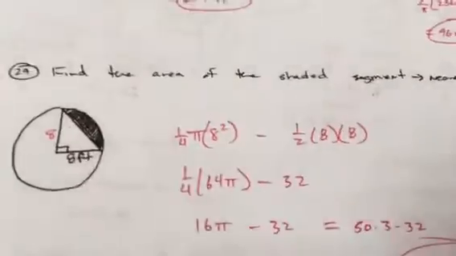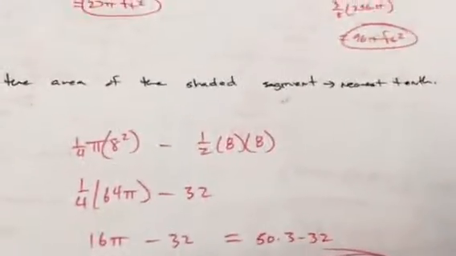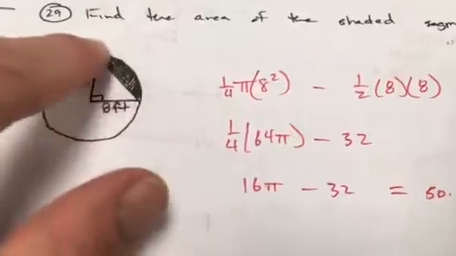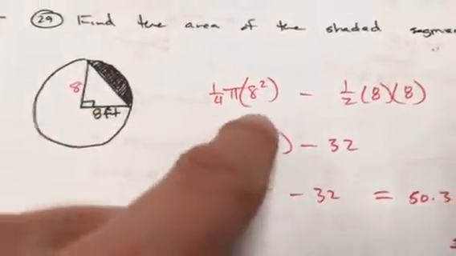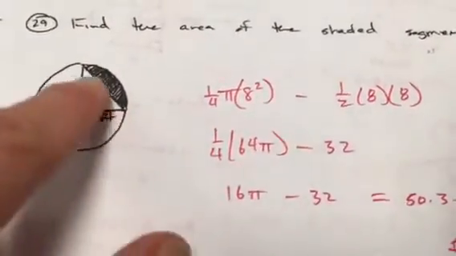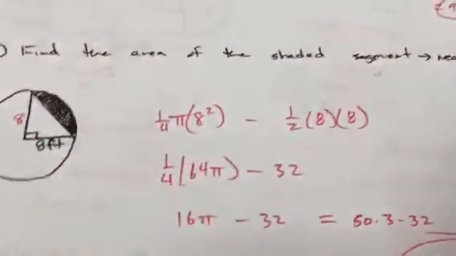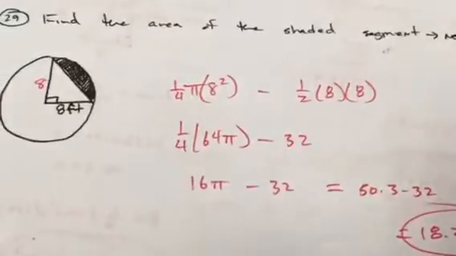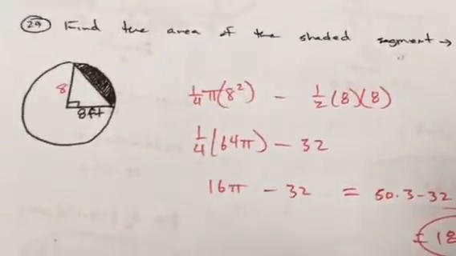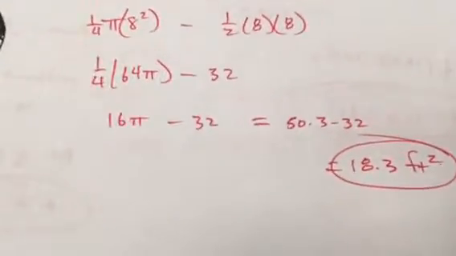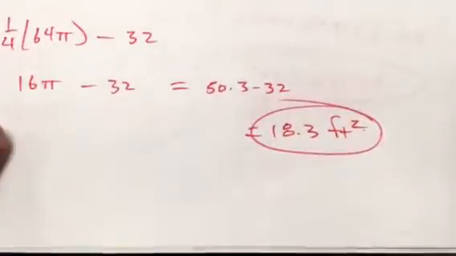Guys, on 29, find the area of the shaded segments, round it to the nearest tenth. You're really looking at this whole sector of the circle, which is 1/4 of pi radius squared, minus this white part. That white part is an isosceles triangle with a base and a height of 8. So that's why we're subtracting 1/2 base times height. 1/4 of 64 pi is 16 pi. You type that in the calculator and then subtract 32. You're going to get 18.3.